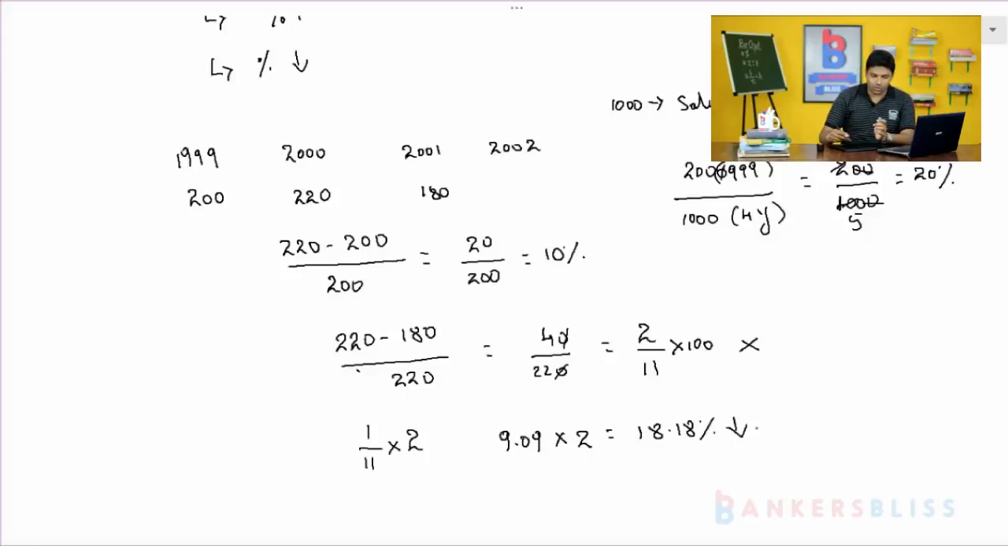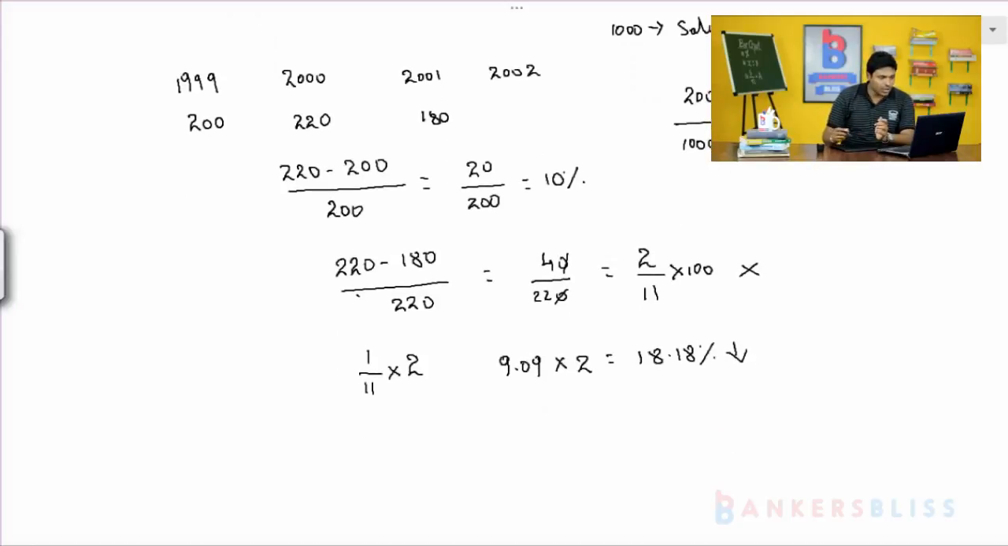Next, the calculation of ratios, everybody knows. If you want to calculate the ratio of 1999 to 2000, the ratio is 200 is to 220, which is equal to 20 is to 22, which is equal to 10 is to 11. So this is all about the ratio.